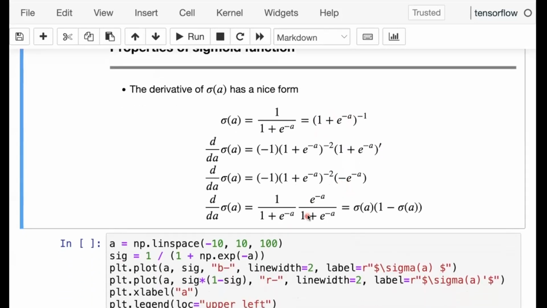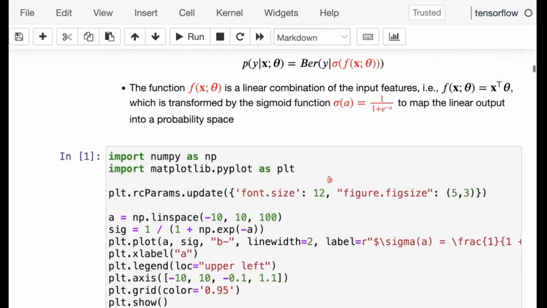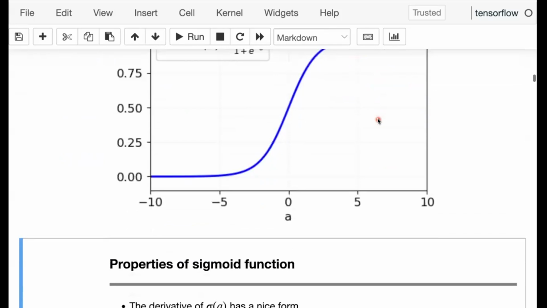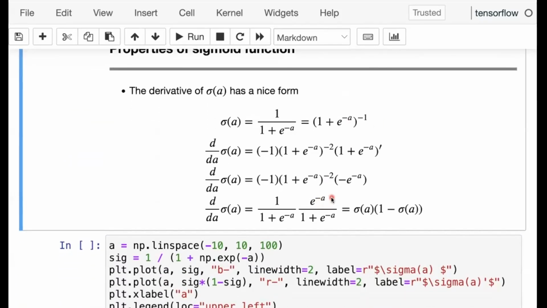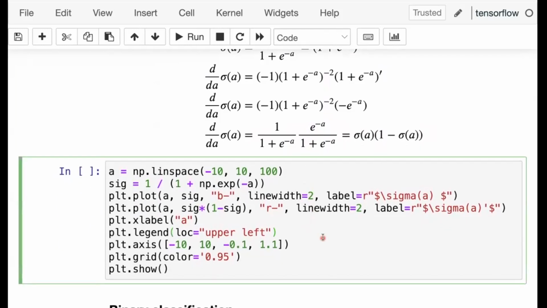And if we simplify this, you can see that we can write this derivative as 1 over 1 plus e to the negative a times e to the negative a over 1 plus e to the negative a. The first term is exactly the sigmoid of a, which is the definition that we had here. And you can also see that if we have 1 minus sigmoid of a, then we get this second term. This is very interesting about this function, because if you take the derivative of the sigmoid or logistic function, we get the sigmoid function times 1 minus the sigmoid function. So let's look at the derivative of this function and see how it looks.